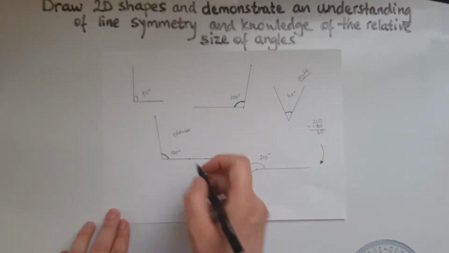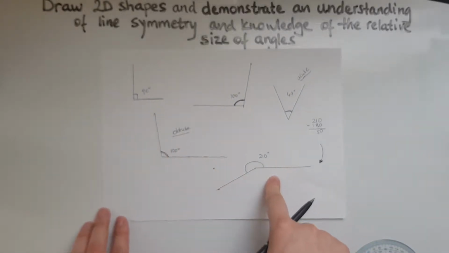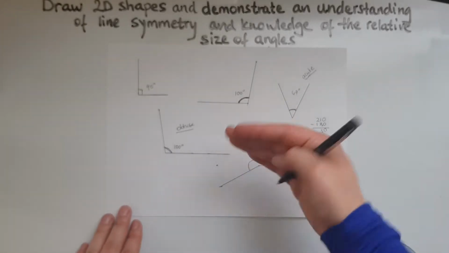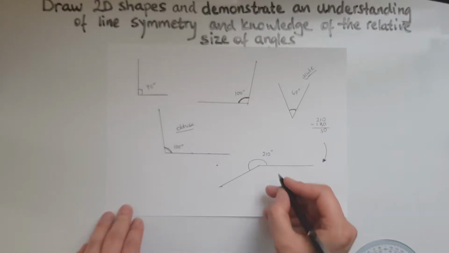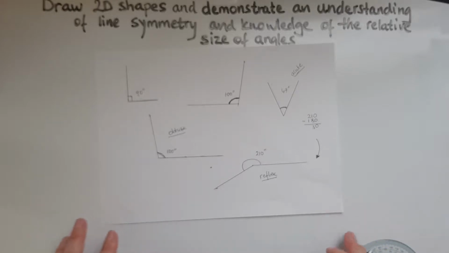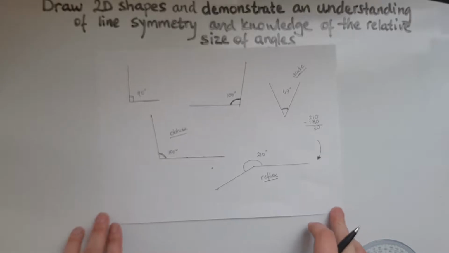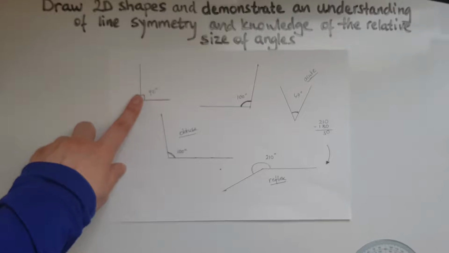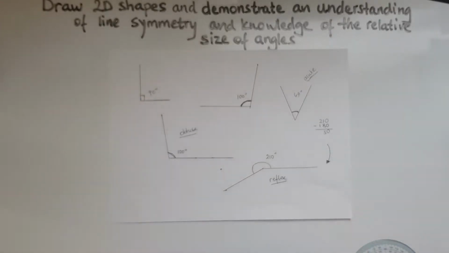And we have other angles, like these ones, which are larger than 180, and they are reflected on the other side as well. So reflex, we call them reflex angles. So reflected, reflex. So we've looked at these angles and how they compare to the 90 degrees or the right angle as well. Now we'll actually try and draw 2D shapes.